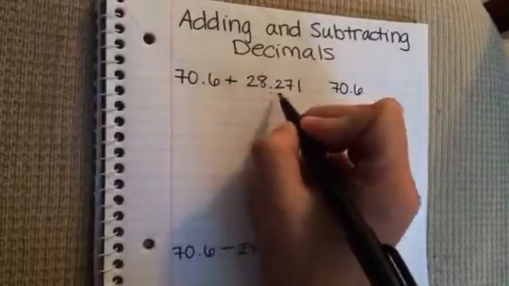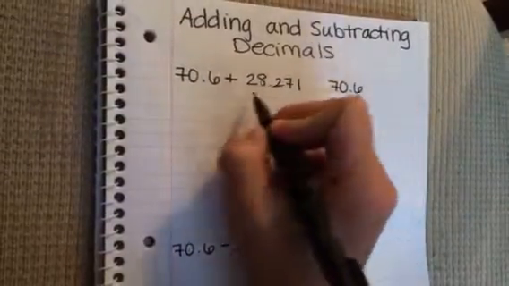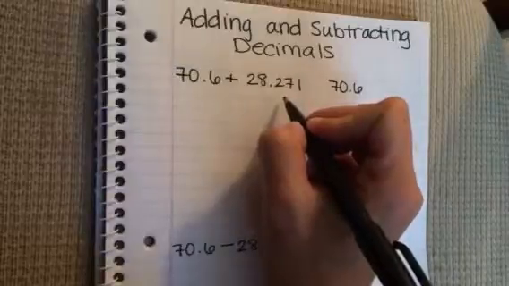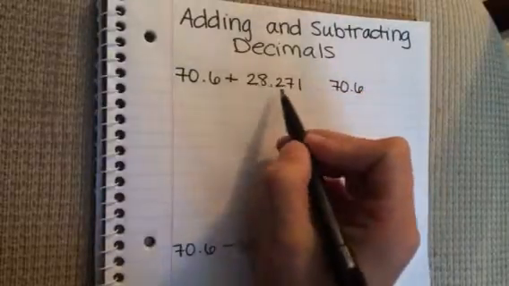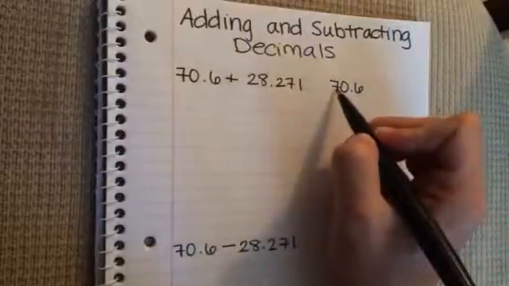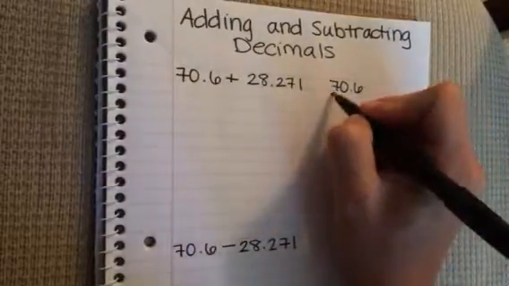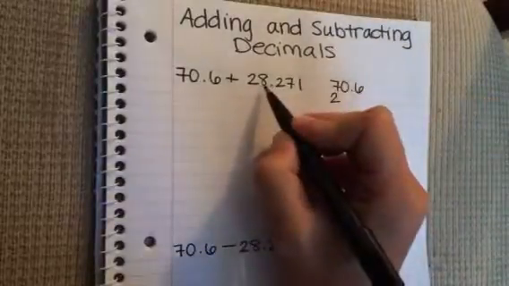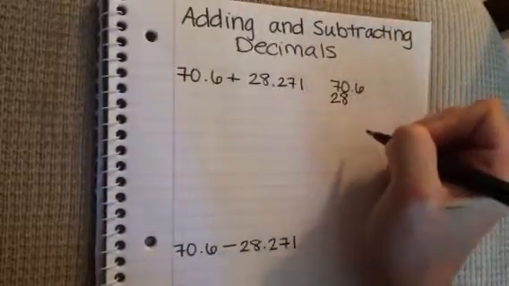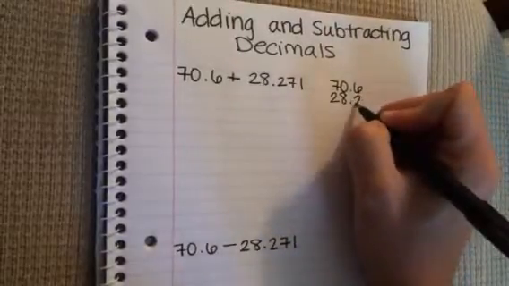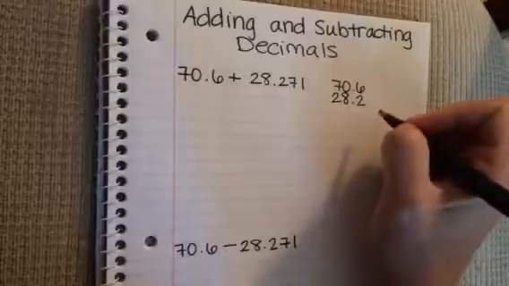70.6 and 28.271. If I have this number, I need to be careful where I put it when I'm lining it up vertically. I need to make sure each column is lined up appropriately. So 2 is in the tens column, and 7 here is in the tens column. So I'm going to go ahead and line up the 2 underneath the 7. 8 is in my ones column, so I can line that up in my ones column. I'll line up my decimal, and then I'll line up my tenths column.